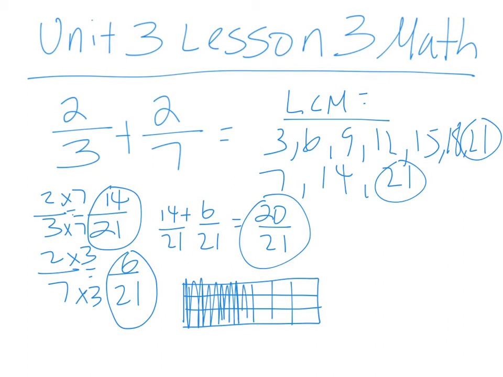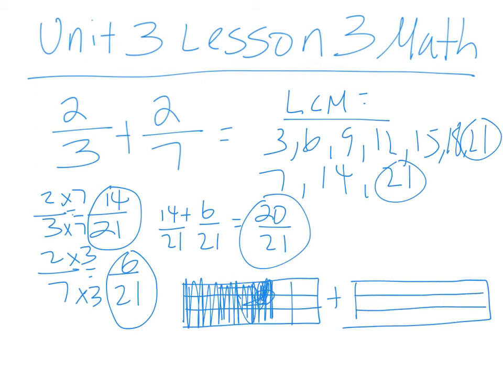That's 9, 12, 15, that would be 14 right here. 14. So this would be 14 over 21. Plus, now this would be the same thing here. 1, 2, 3, 4, 5, 6, and 7. There's 21 parts there. And then you just shade in 6. So you have 14 over 21 and 6 over 21. When you add all the shaded parts together, you get 20 over 21.